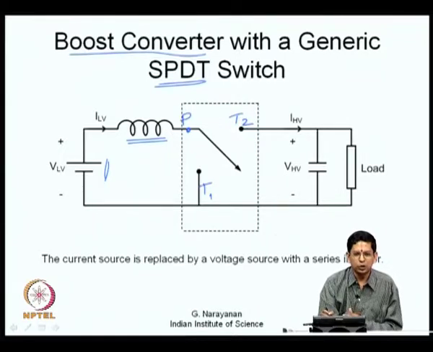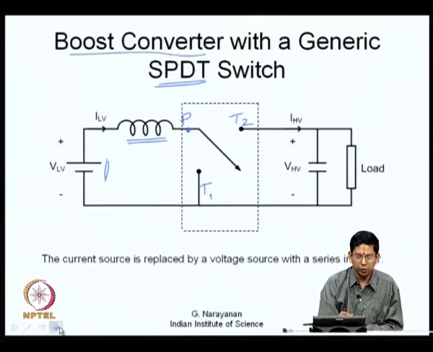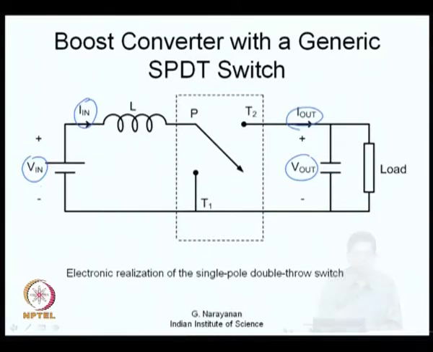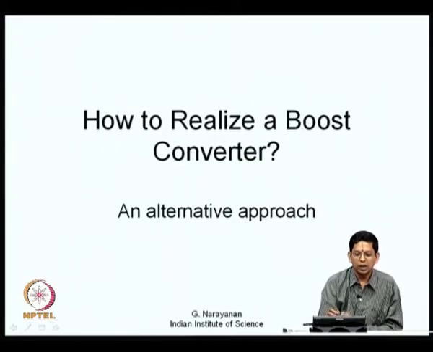If you just want to be sure, let us try an alternative approach to reach a boost converter now. From the previous figure to here only the notations have been changed. It is now back to an input voltage, this is the input current. So, this is the output voltage and this is the output current now. So, the output voltage will now be greater than the input voltage. So, we need to realize this single pole double throw switch electronically, which we will do in a short while from now. So, let us look at how to realize a boost converter.